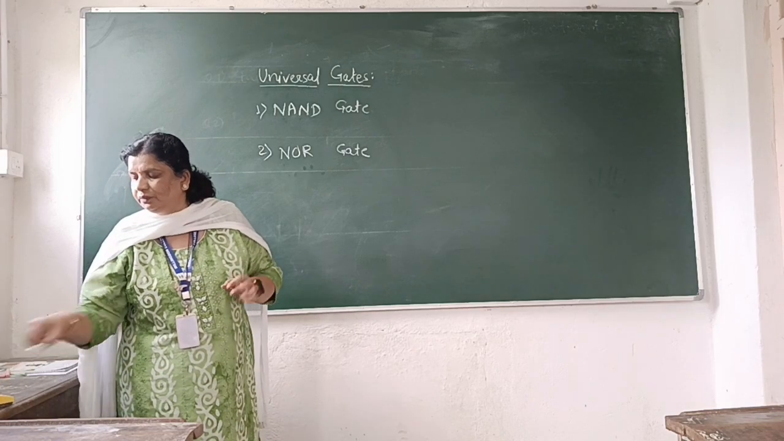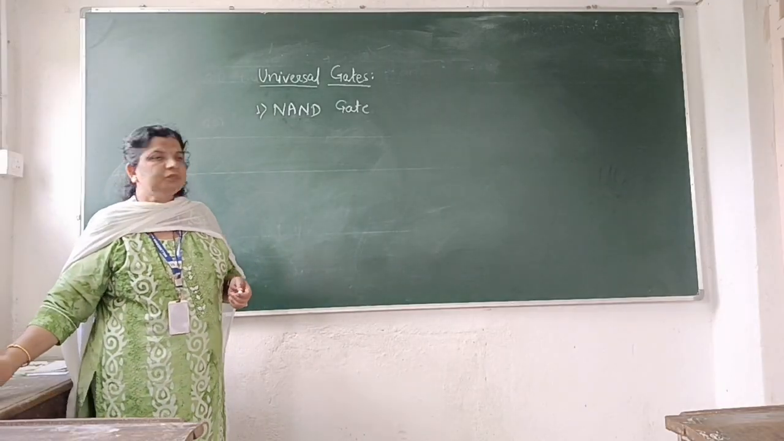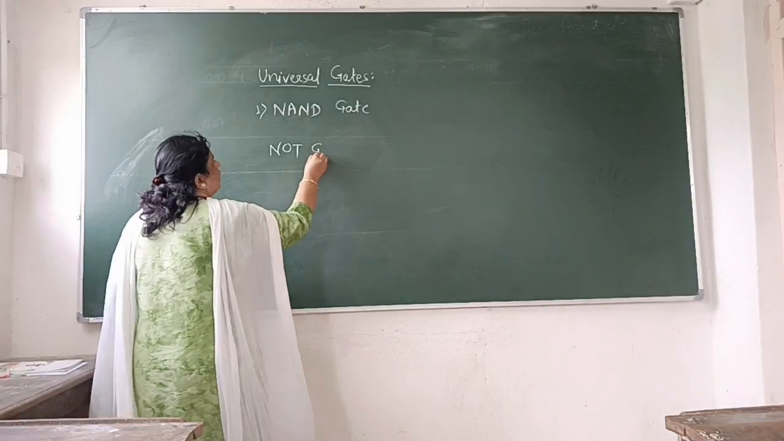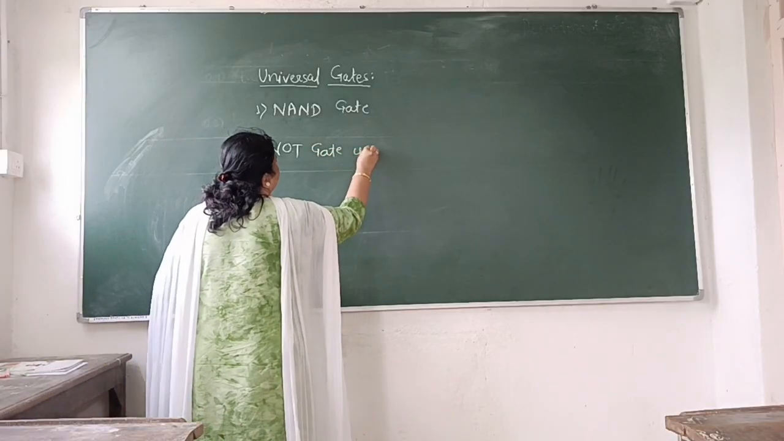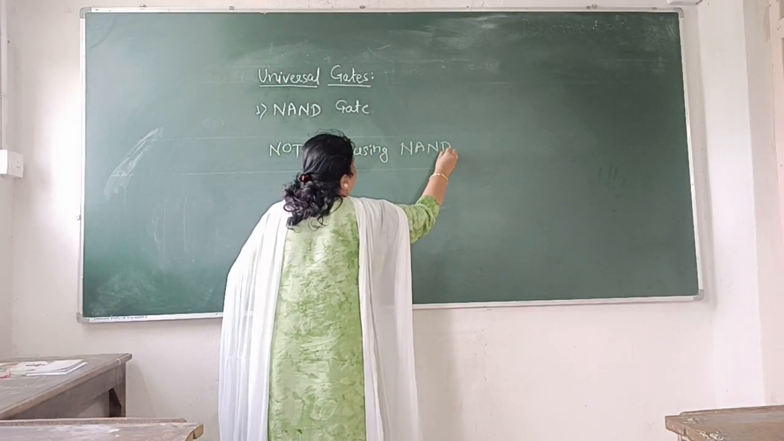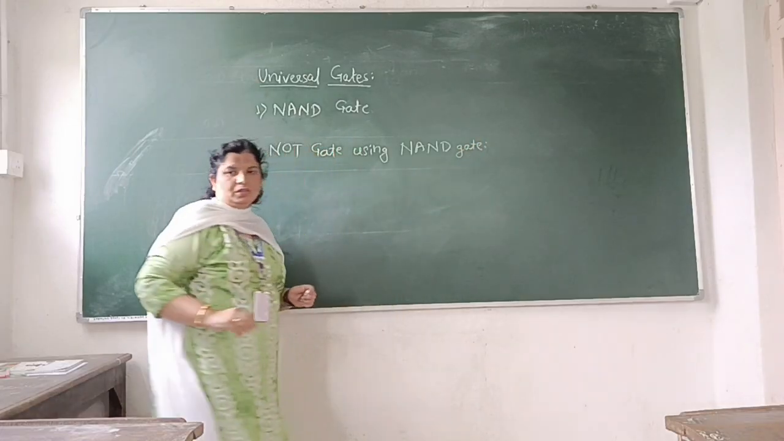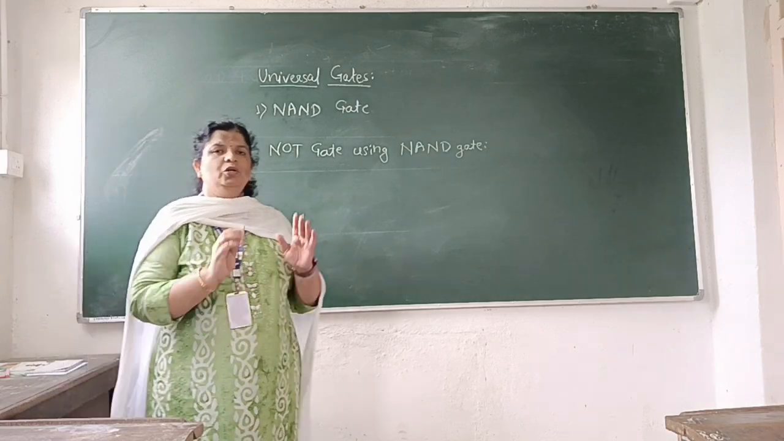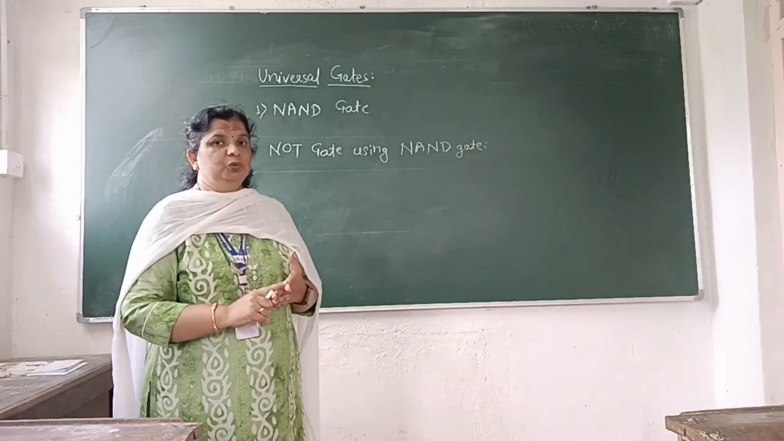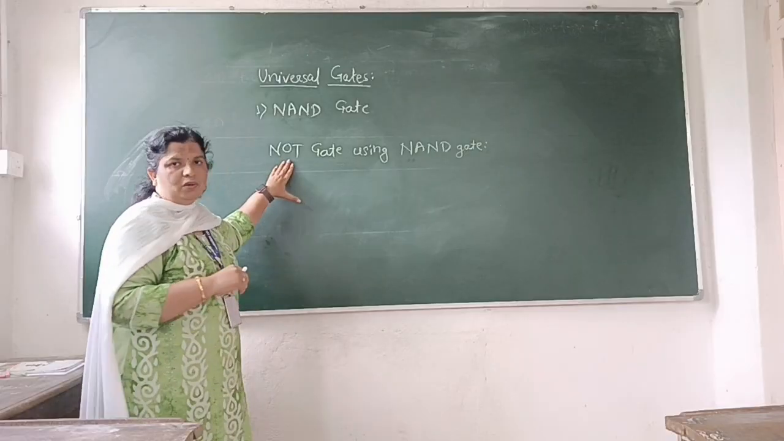The first basic gate that we are going to construct is NOT gate. So the first circuit that we are going to discuss here is NOT gate using the universal gate, that is NAND. As we know, a logic gate is a digital circuit which may consist of one or more inputs but only one output. Here we are going to use the NAND gate to construct the NOT gate, right?